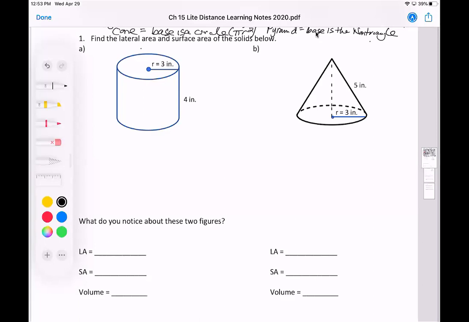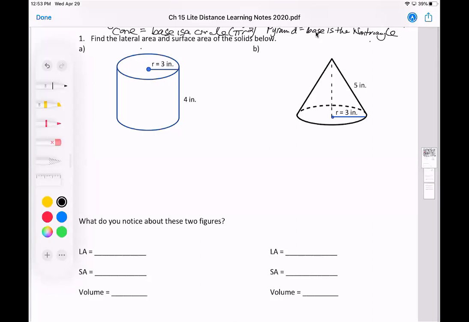So let's check out a cylinder. And the question says, find the lateral area and surface area of the solids below. And then at the very bottom, we'll also find the volume. So with the lateral area and surface area, you have formulas above in your notes.